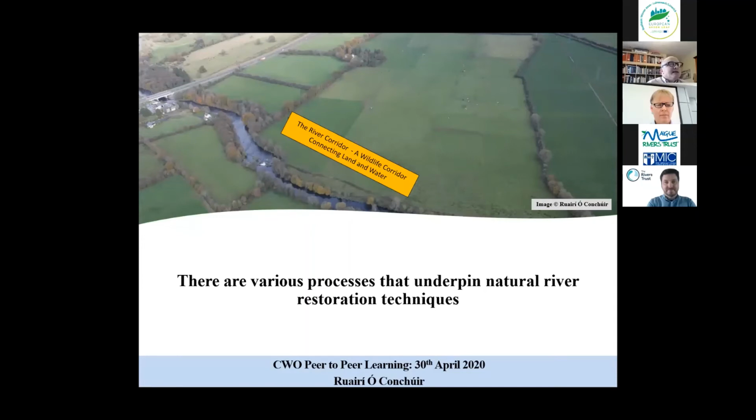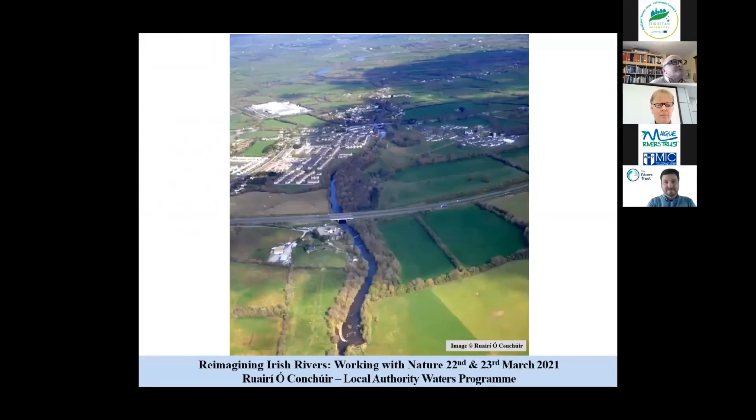Again, this is a lovely feature. The top end of it has the Lower Shannon SAC, and this is looking down the Mulkear River down towards Annacotty, the village of Annacotty, as it continues down. And again, there are multiple factors at play here.